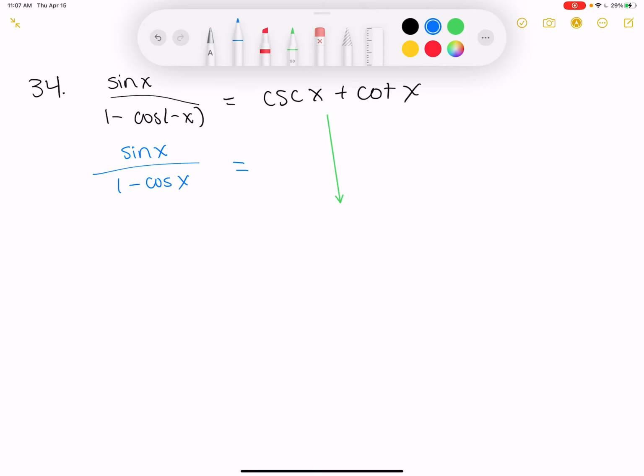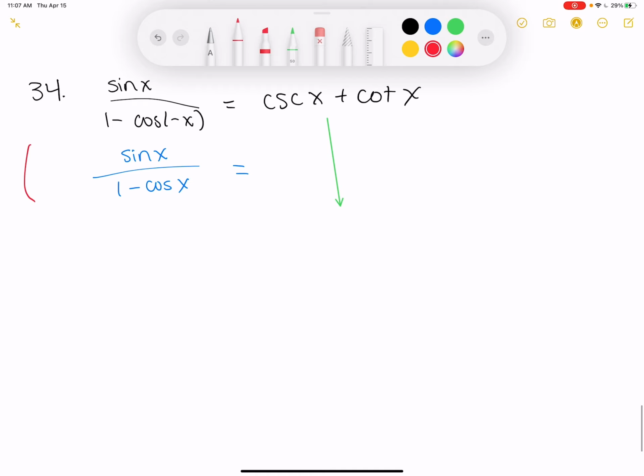I don't know what that means. 1 plus the cosine of x over 1 plus the cosine of x. Oh, now I know what that means. How did you know you had to do that? Because I'm not where I want to be yet, and there's nothing I can do to get where I want to be without doing this.